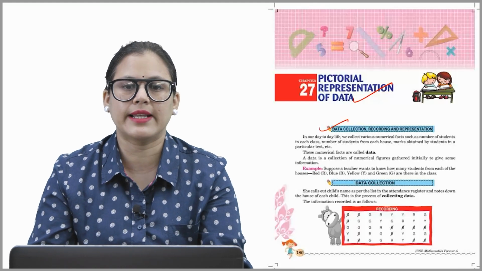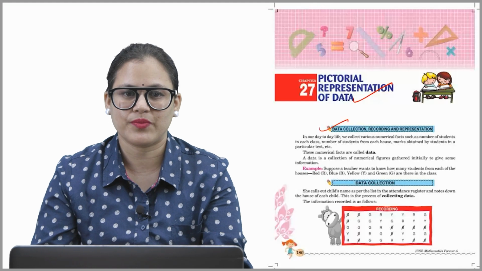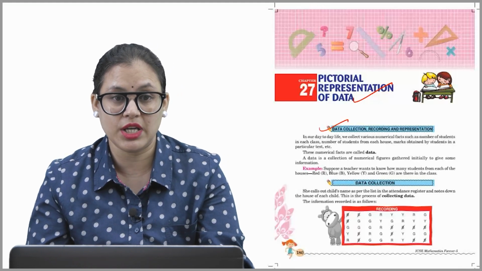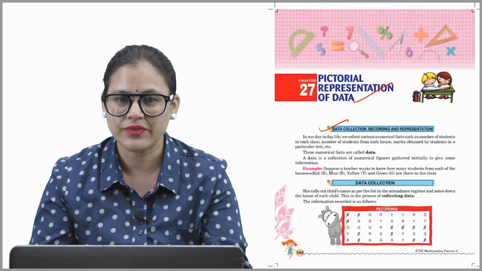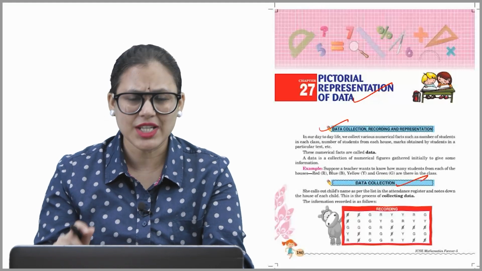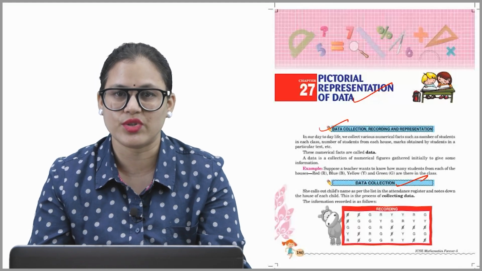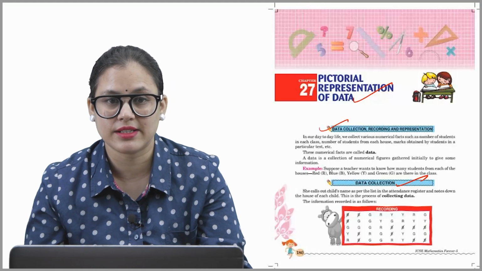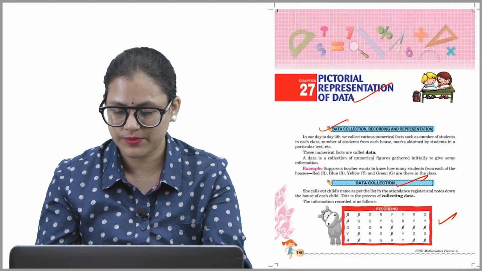A data is a collection of numerical figures gathered initially to give some information. Example, suppose a teacher wants to know how many students from each of the houses, that is red, blue, yellow and green, are there in the class. Data collection: she calls out a child's name as per the list in the attendance register and notes down the house of each child. This is the process of collecting data. The information recorded is as follows.